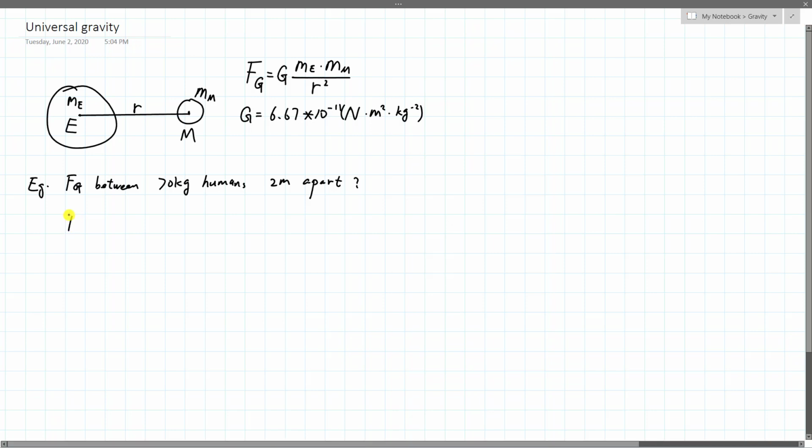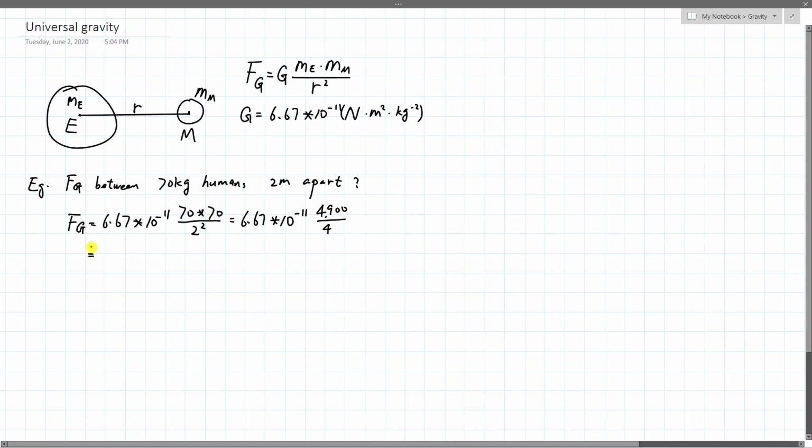So let's calculate this Fg. So we have the gravitational constant 6.67 times 10 to the minus 11. And we have a 70 kilogram times another 70 kilogram. So the distance is 2 meters and then square that. So it's 4 meters squared. So that's equal to 6.67 times 10 to the minus 11, and the 70 by 70 is 4,900. And we have 4,900 divided by 4.